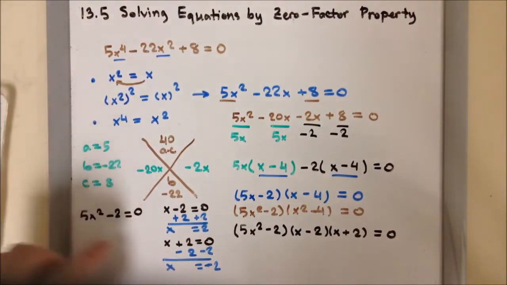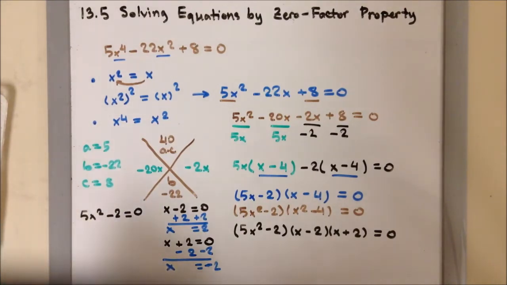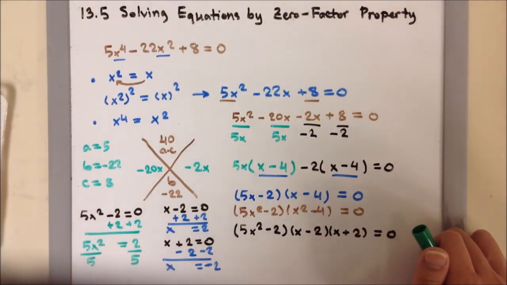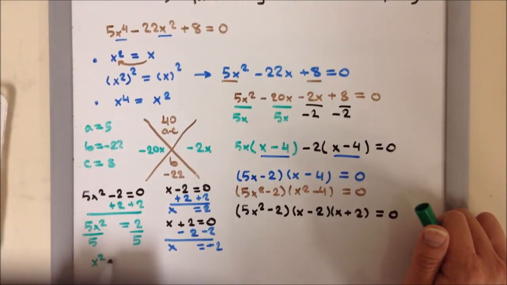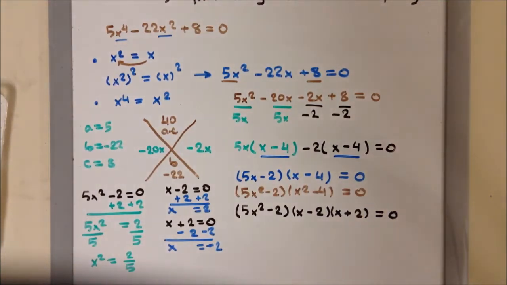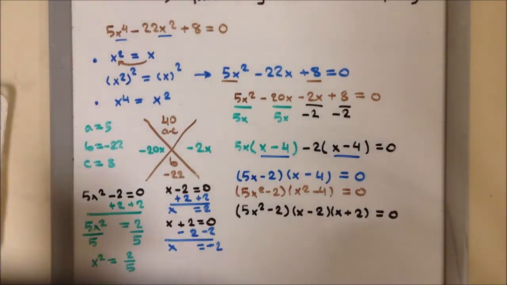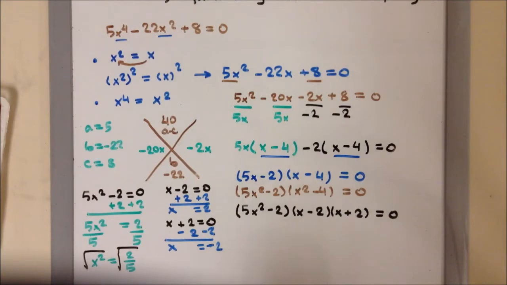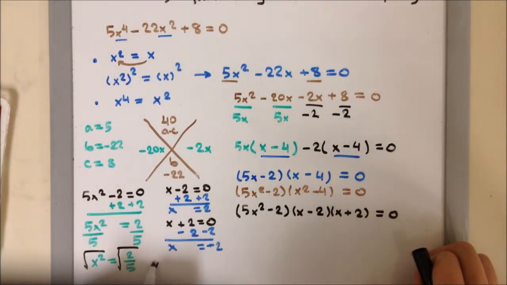Now, the one over here, what I'm going to do differently is because we have 5x squared minus 2. First, I'm going to add 2 to both sides. We have 5x squared equal to 2. Then I'm going to divide both sides by 5. I'm running out of space, so I'm moving up a little bit. So it's x squared equal to 2 fifths. Since it's x squared, in order to get rid of the square right here, I've got to do the opposite, which is the square root. Since I'm solving, that means x equals plus and minus the square root of 2 over 5.